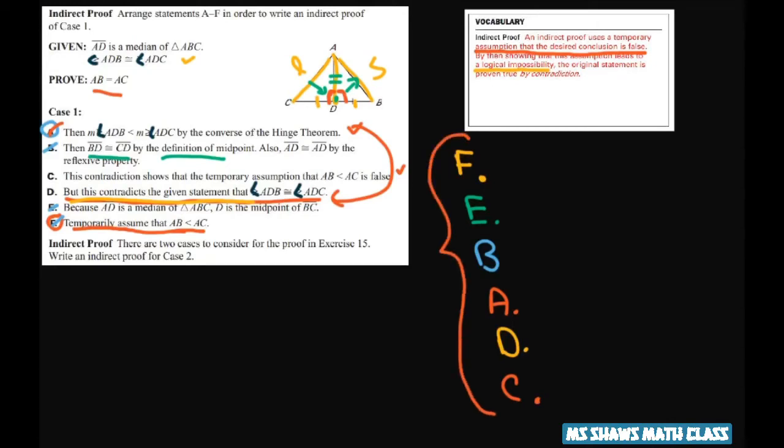It says there are two cases to consider for the proof. Write an indirect proof for case 2. So for case 2, you're going to temporarily assume. Case 1 is AB is less than AC. And for case 2, you're going to write that AB is greater than AC, because that also contradicts it. So that's your first statement. AB is greater, and then you just repeat the steps.